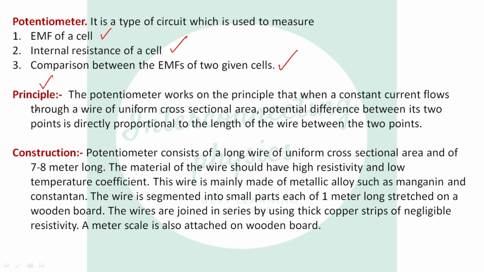So let us discuss the principle of the potentiometer. The potentiometer works on the principle that when a constant current flows through a wire of uniform cross-sectional area, the potential difference between any two points is directly proportional to the length of the wire between the two points. Constant current, one thing is current should be constant. Number two, uniform. The wire which we are going to use should have uniform area of cross section, that means area is also constant.